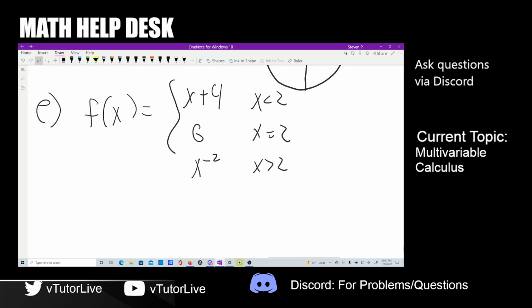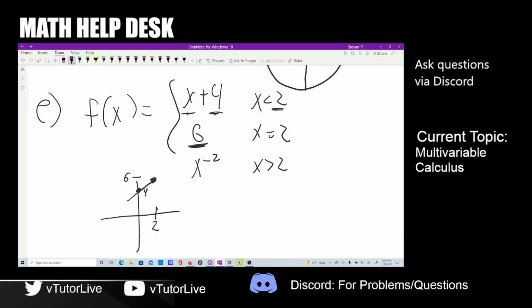My general advice for these is to graph them out the best you can and see if you can get them to look somewhat reasonable. If the y-intercept is 4 and it's going up, then as x approaches 2, x plus 4 approaches 6, which matches up perfectly with this next point. So at least coming from the left, there are no discontinuities.